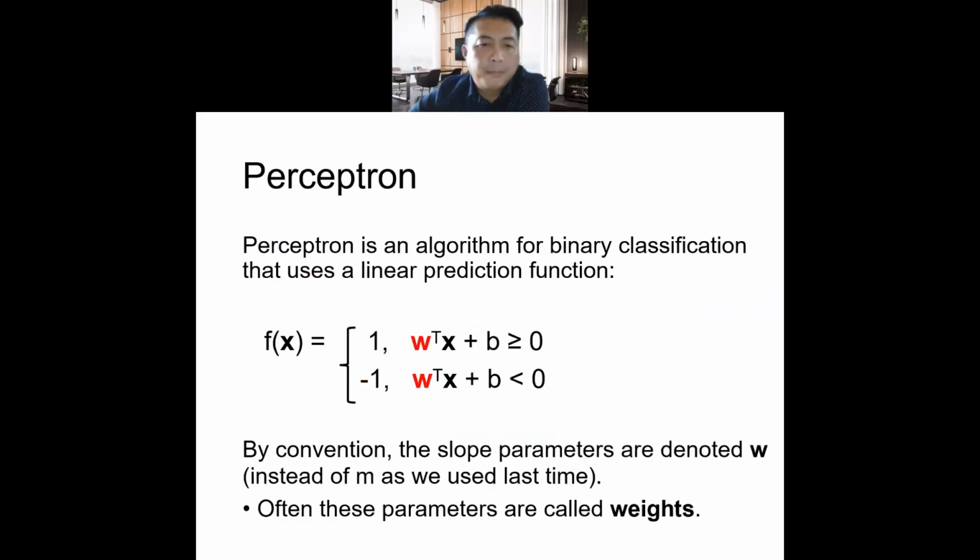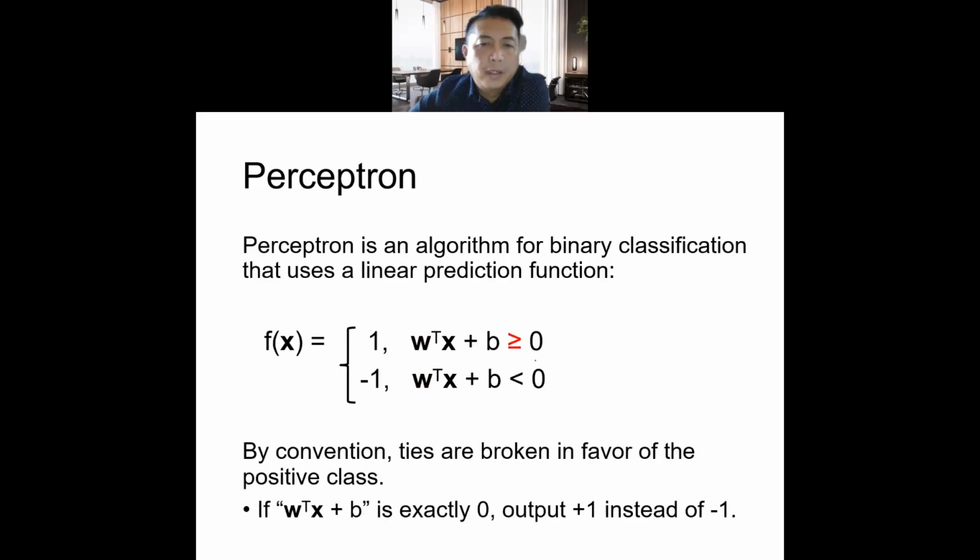We look at this w here. For linear regression, this is the coefficient, but for the perceptron, this is the weight. These are the weights of each of the attributes in our data. If the expression is exactly 0, the output will be positive. This is the default. Otherwise, the value will be -1.